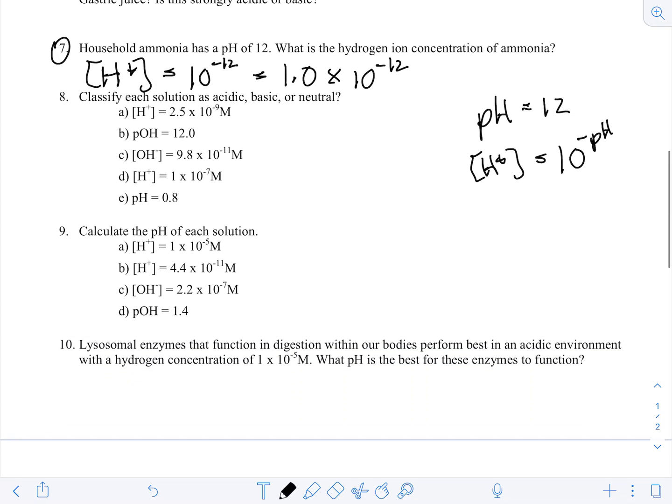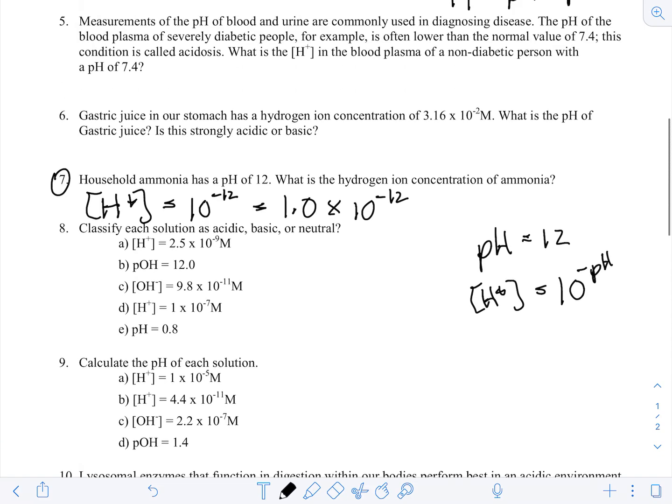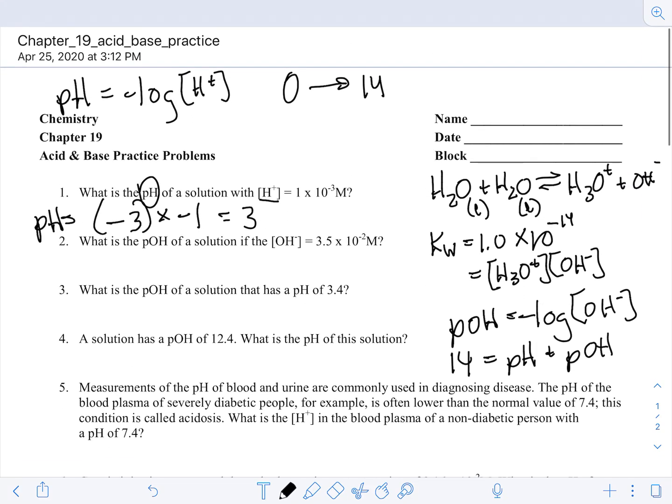Okay, so go ahead and finish the rest of these, and then you're going to submit it, and I will share the answer key with you.